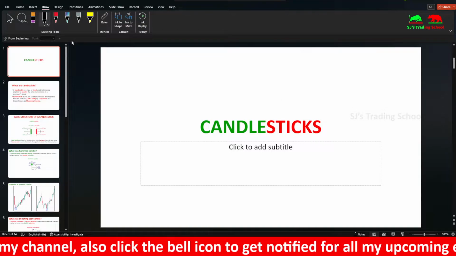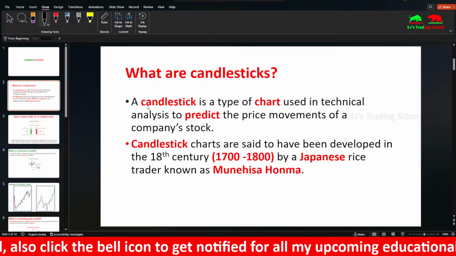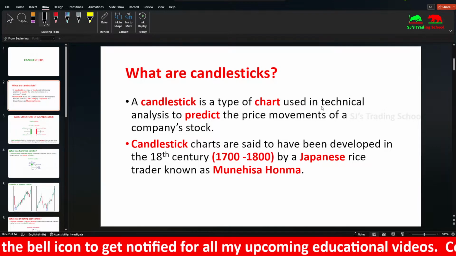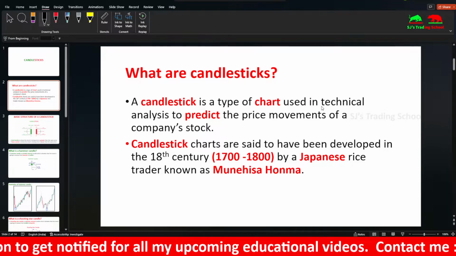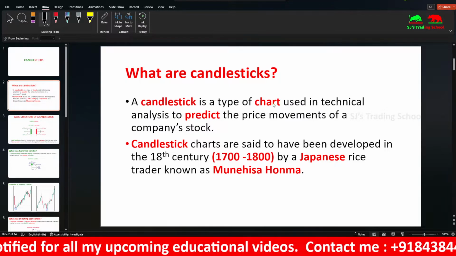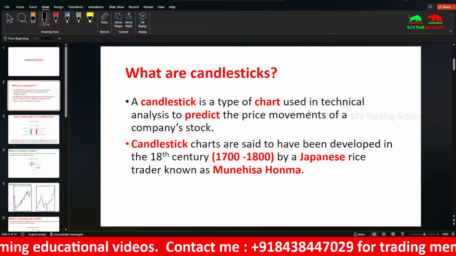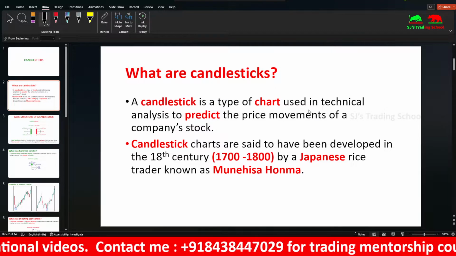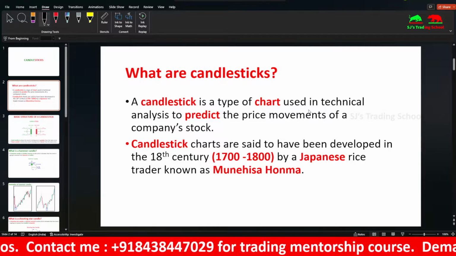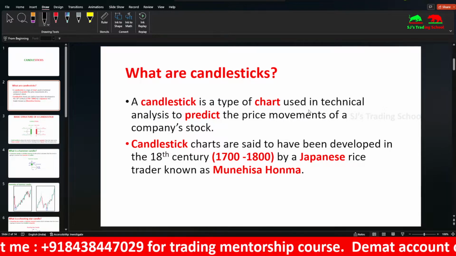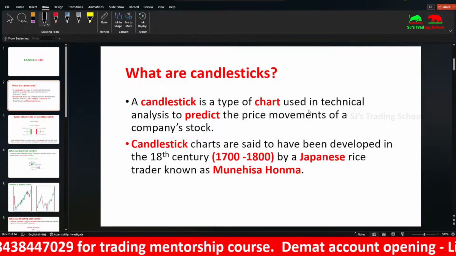Let's see the definition of candlesticks. So, what is a candlestick? It is a type of chart used in technical analysis to predict the price movements of a company's stock. They are said to have developed in the 18th century. This chart was developed by a Japanese rice trader known as Munehisa Homma, around the 18th century.